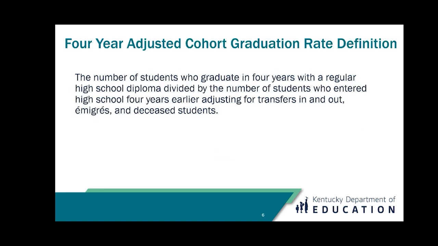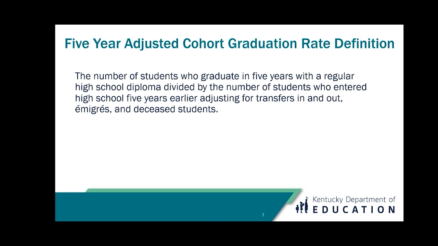A 4-year adjusted cohort is the number of students who graduate in 4 years with a regular high school diploma, divided by the number of students who entered high school 4 years earlier, adjusting for transfers in and out, emigres, and deceased students. A 5-year adjusted cohort graduation rate is the number of students who graduate in 5 years with a regular high school diploma, divided by the number of students who entered high school 4 years earlier, adjusting once again for transfers in and out, emigres, and deceased students.